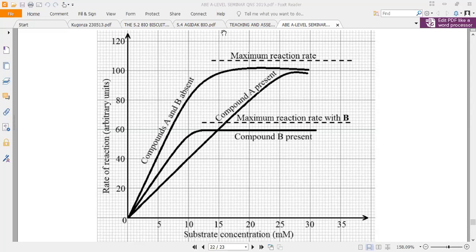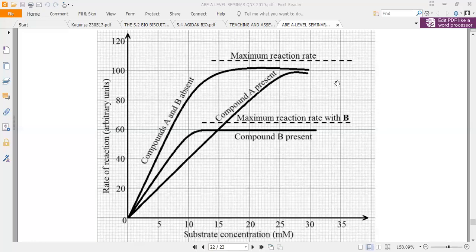Nakaziba is saying they are inhibited. Nakaziba, that is wrong. Why? Because look at the first graph, where compounds A and B are absent. The inhibitors are not there, but you can see it is still not able to reach its maximum reaction rate.